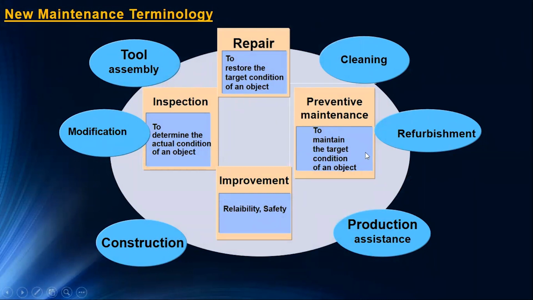What is your target condition of your object? Pump. For example, some 50 meter cube per hour, it should give that output. You will ensure with that maintenance, it gives 50 meter cube per hour. That is your target, correct? Yes. Why do you want to do the inspection?